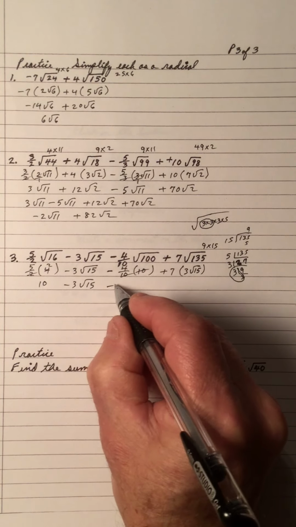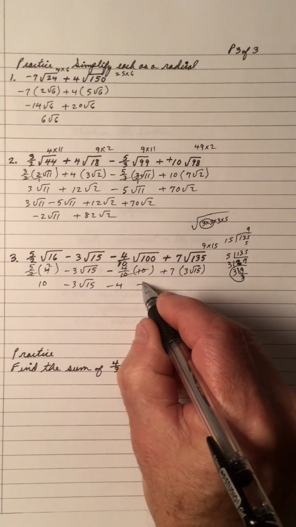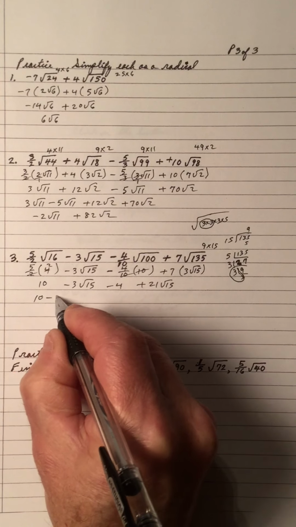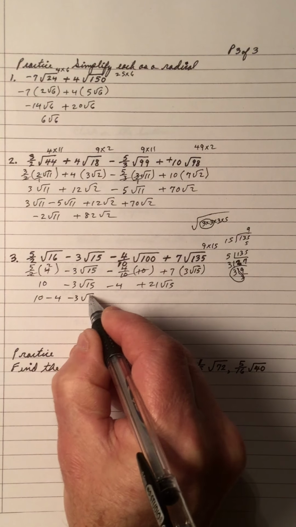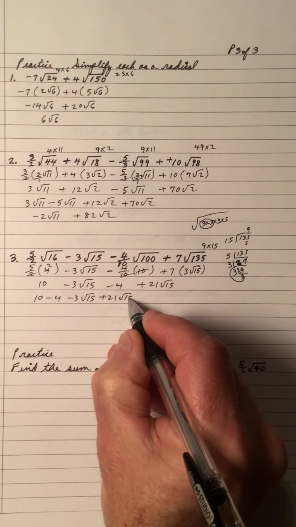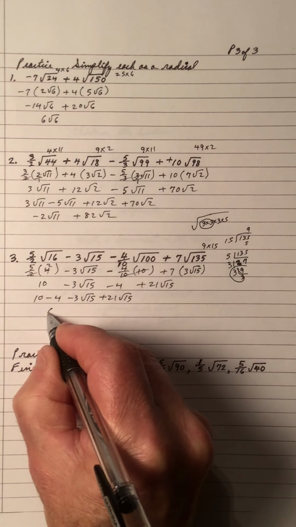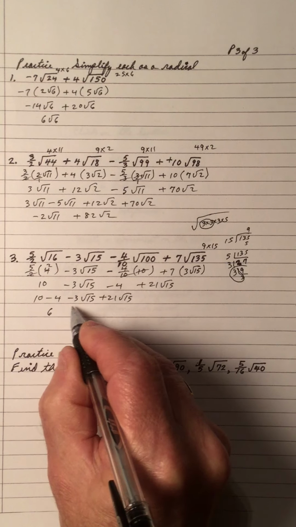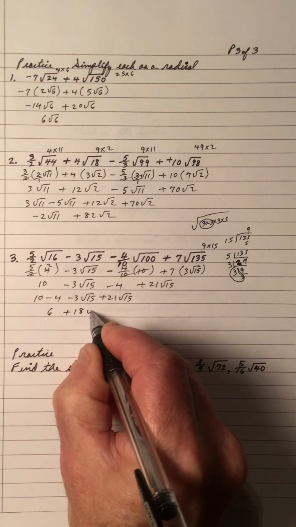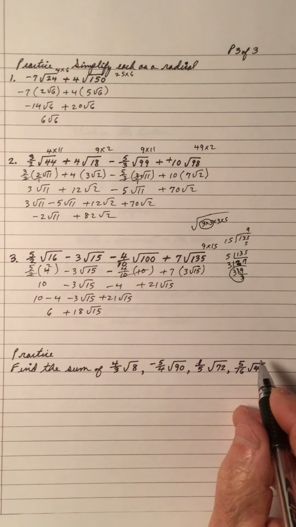10's cancel. I get a negative 4, and plus 21 root 15. So 10 minus 4, subtract 3 root 15, plus 21 root 15. 10 minus 4 is 6, and negative 3 plus 21 is a plus 18 root 15.